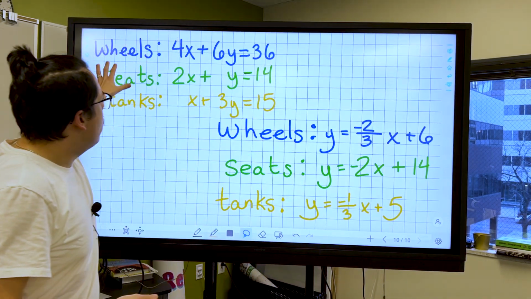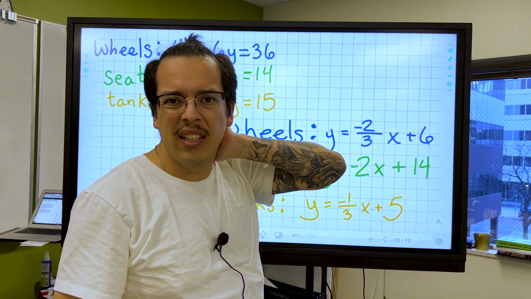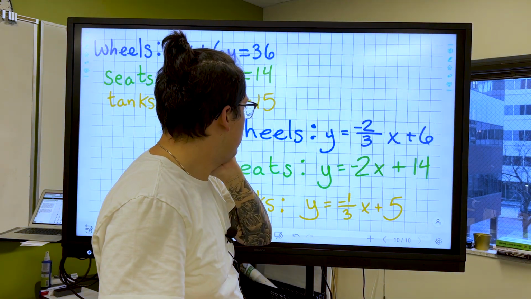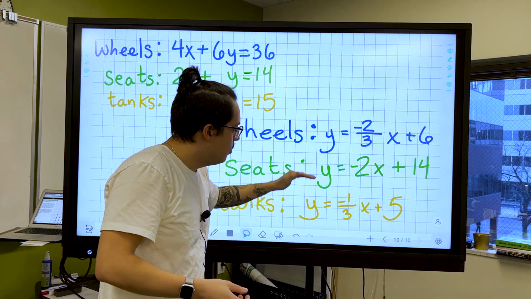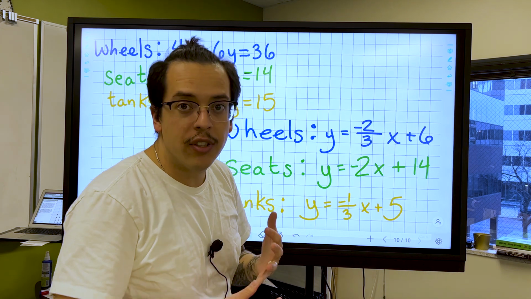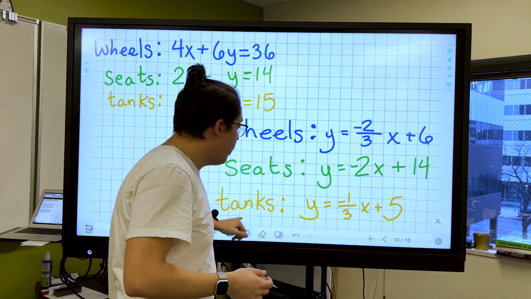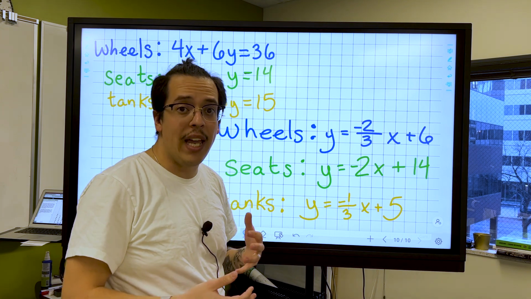The problem we encountered before is that we didn't know how to graph lines in standard form. And so we converted these equations into slope-intercept form. And you're here because you correctly converted this equation that describes tanks. So great work.